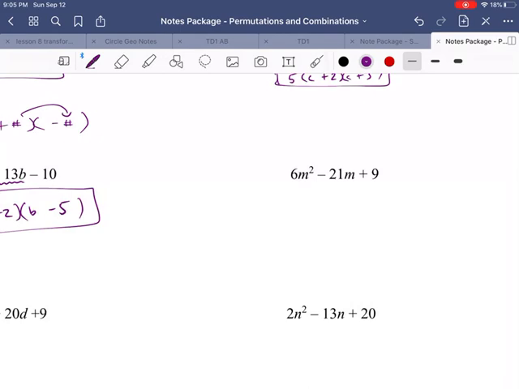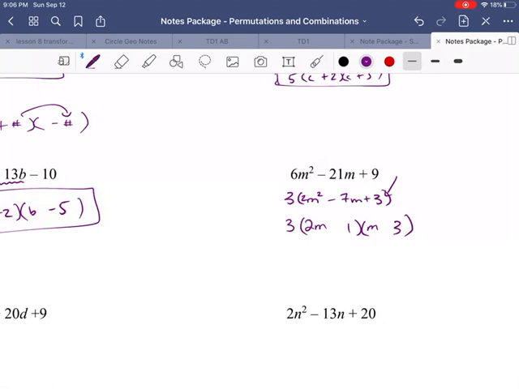There you go. All right, 6m squared, 21m, and 9. There is a GCF here. It's going to be 3, so let's start by factoring that out. Now there's only one way to get 2m squared, and that's got to be 2m and m. And there's only one way to get 3, this last term, right? It's got to be 1 and 3.